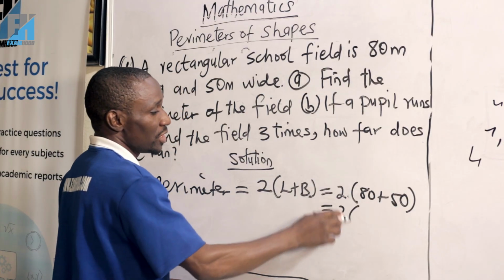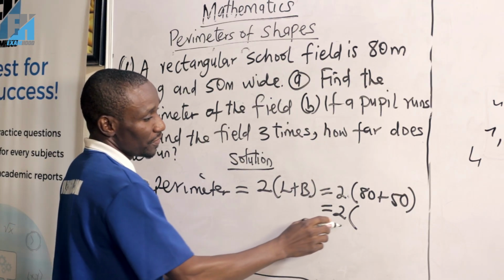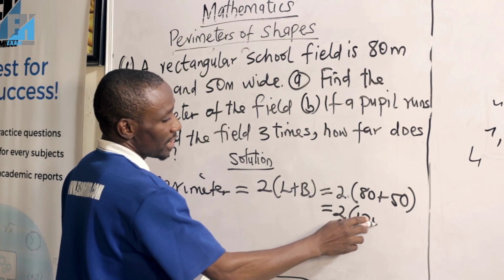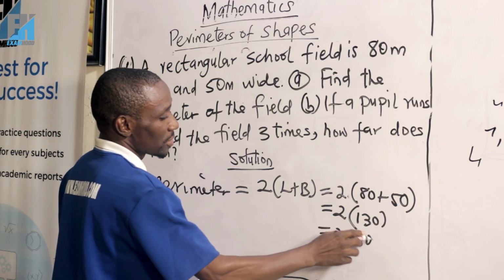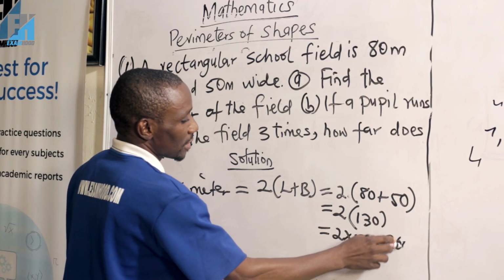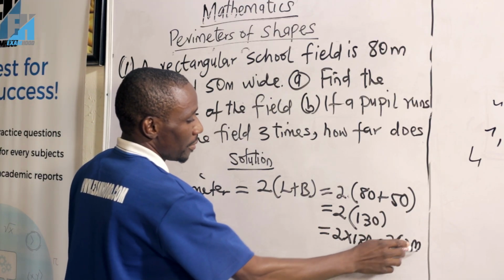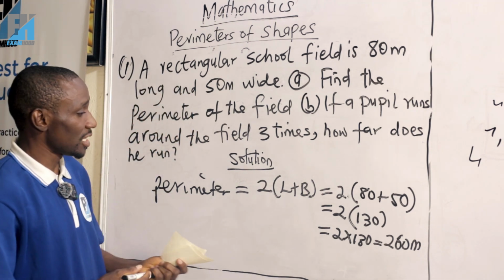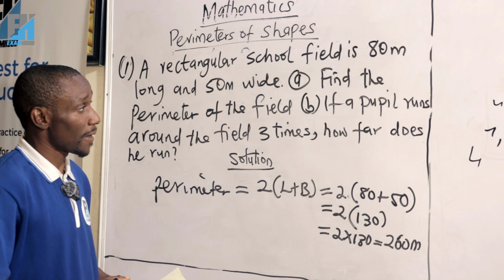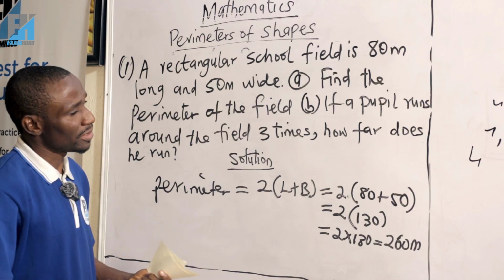That is equal to 2 into 80 plus 50, which will give you 130. So 2 times 130 will give you what? 260. That's the perimeter of the field. So the perimeter is 260 meters. That's for A.